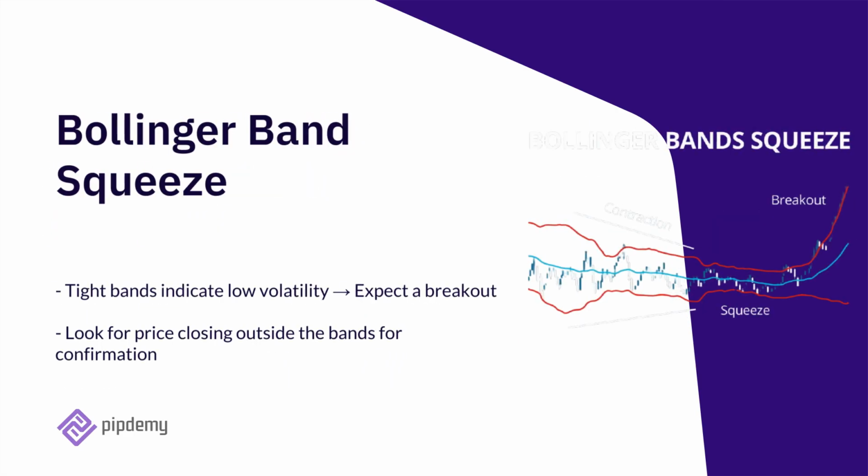When Bollinger Bands squeeze together, it means the market is in a low volatility phase. But a big move is coming. If price breaks above the upper band, it signals a bullish breakout. If price drops below the lower band, it suggests a bearish breakout. Waiting for a clear candle close outside the bands can help confirm the move.